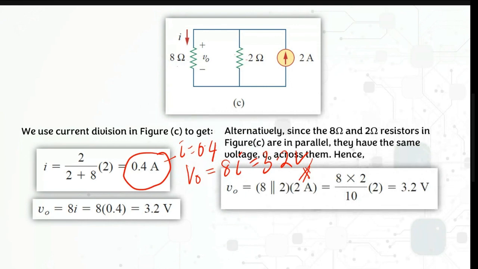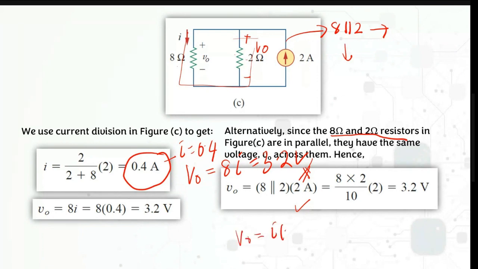Alternatively, you can calculate since the 8 and 2 ohm resistors in the figure are parallel, they have the same voltage. All right, they have the same voltage across them. So you can also use this technique, because you know that in parallel all the voltage is the same, right? So you can just take 8 parallel with 2, you will get a value, then times this 2 ampere.